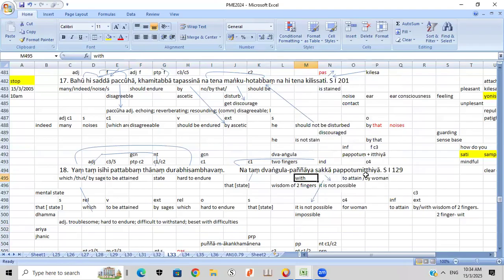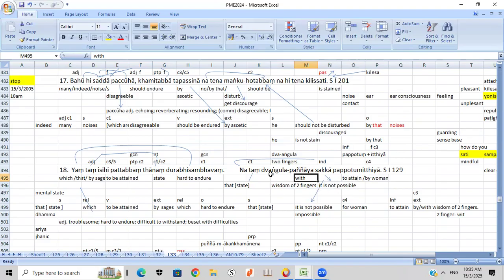Can you see here? This the word there is. Can you see papotum plus itia? Papotum itia. Then can you see? That means itia, that means it's a feminine noun here. That means ya can be any case. So this is papotum. That means to attain. Infinitive. To attain. Can you see? Infinitive is to attain.